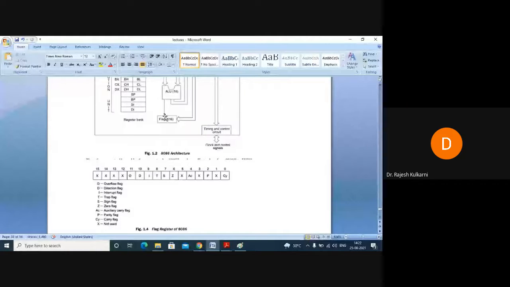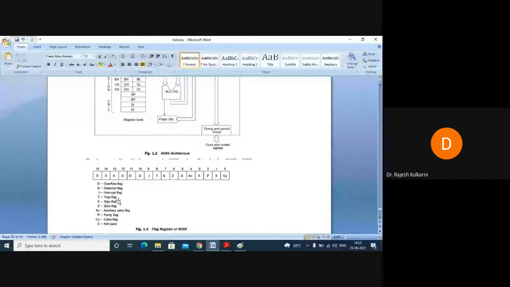Now, as far as control flag is concerned, you will come to know that the control flag consists of the direction flag, the interrupt flag, and the trap flag. Direction flag, interrupt flag, and the trap flag, these come under the control flag. It means what? The rest of the flags are the status flags.